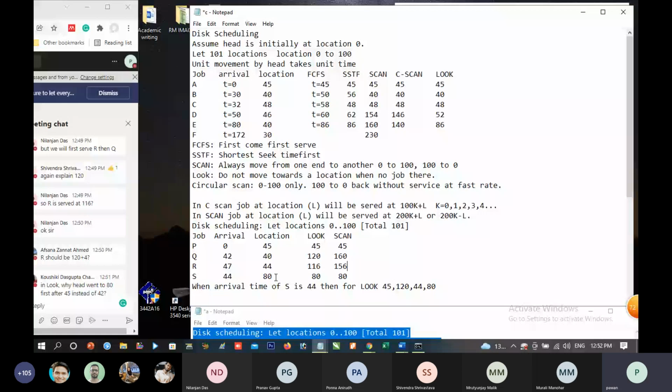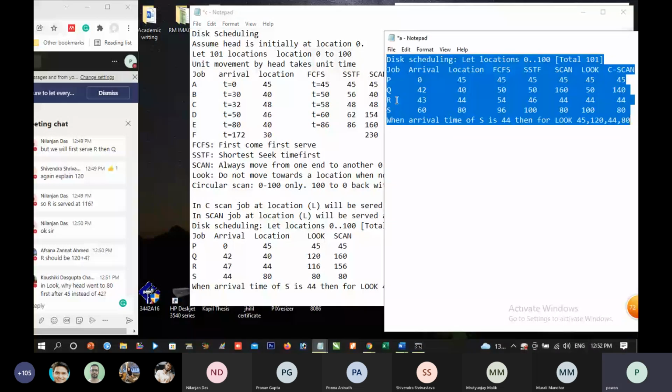Let us see this case. In look, head will be serving it at 45. Then at time t equal to 45, there is no job which is available after 45. So in look, it will start returning back, and it will be serving 240. Can you understand this?